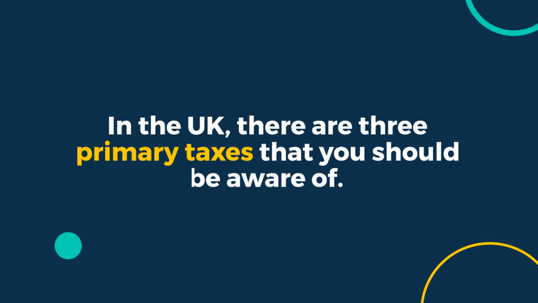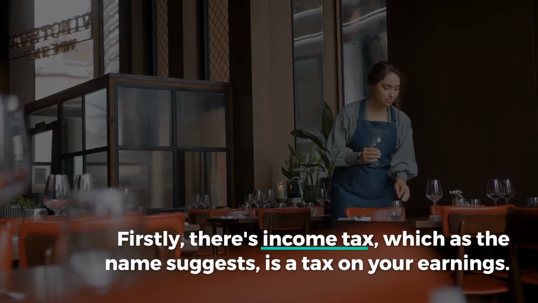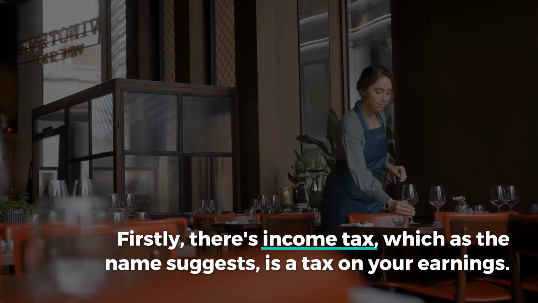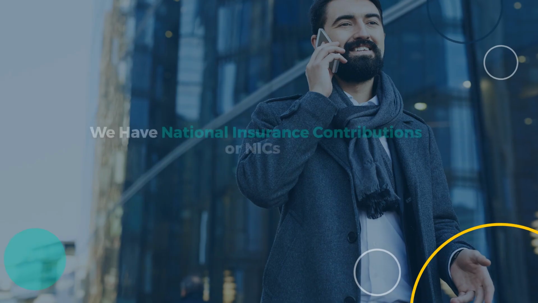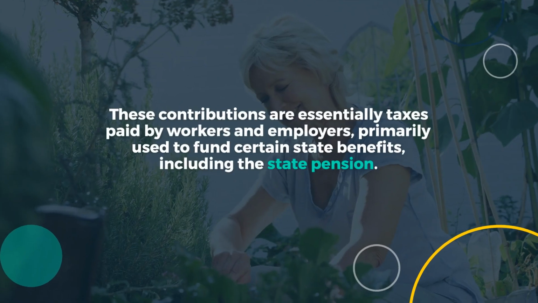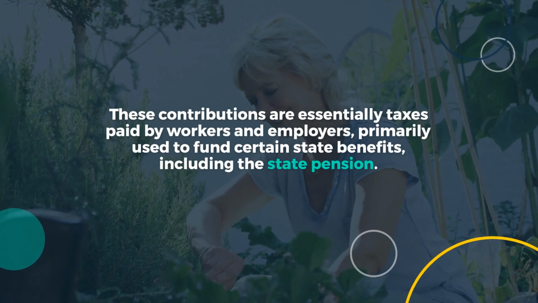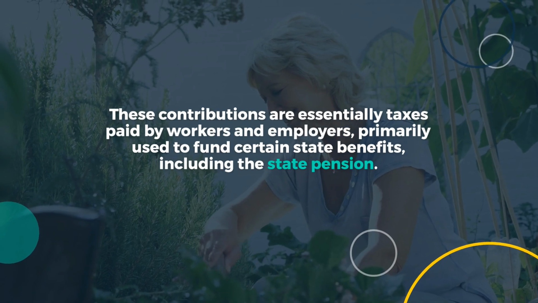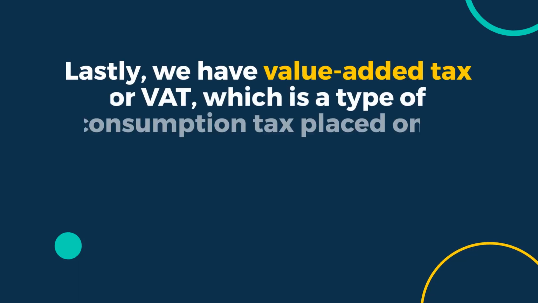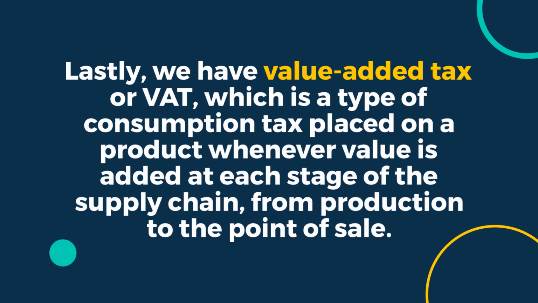infrastructure. In the UK, there are three primary taxes that you should be aware of. Firstly, there's income tax, which as the name suggests, is a tax on your earnings. We have National Insurance Contributions, or NICs, too. These contributions are essentially taxes paid by workers and employers, primarily used to fund certain state benefits, including the state pension. Lastly, we have value-added tax, or VAT, which is a type of consumption tax placed on a product whenever value is added at each stage of the supply chain, from production to the point of sale.